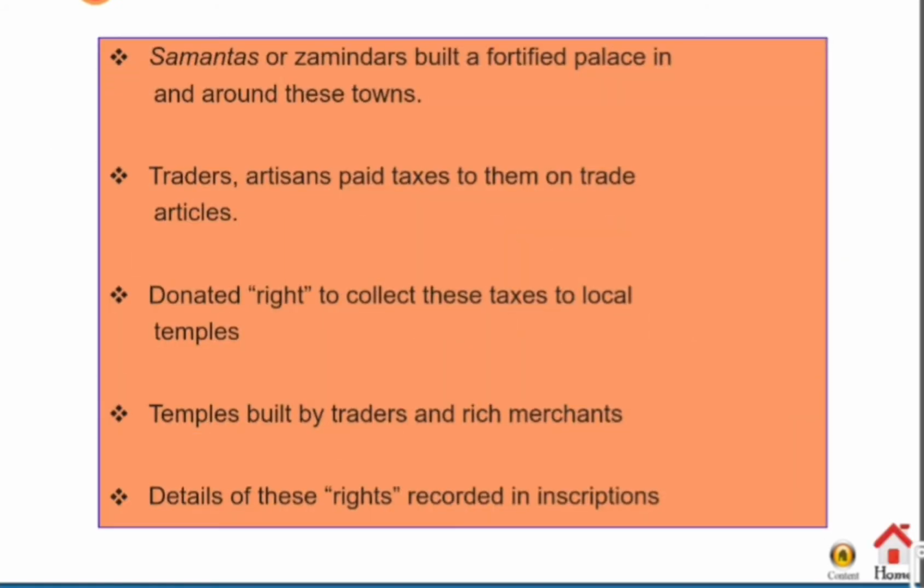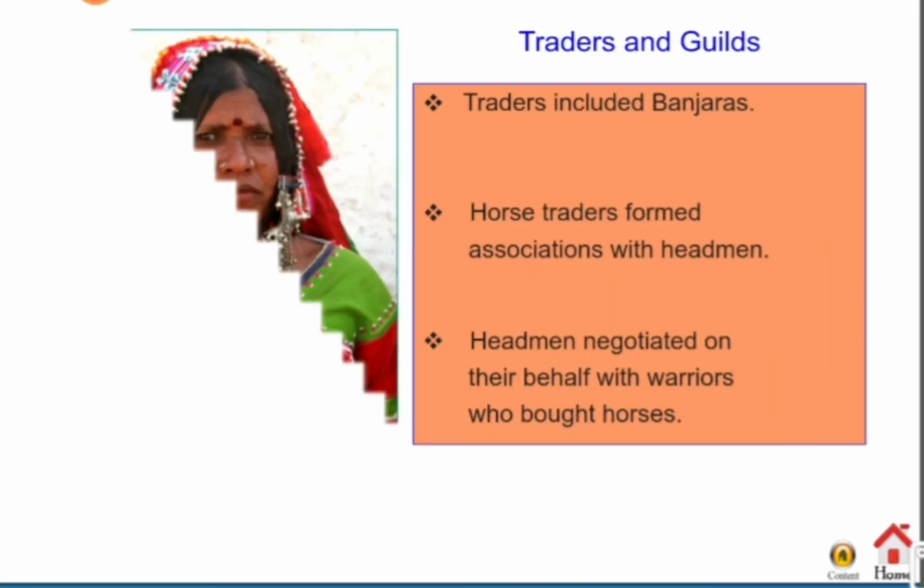Samantas. Samantas or zamindars built a fortified palace in and around these towns. Traders and artisans paid taxes to them on trade articles. Temples also had the right to collect taxes. Temples were built by traders and rich merchants. Inscriptions also had the details of these rights.